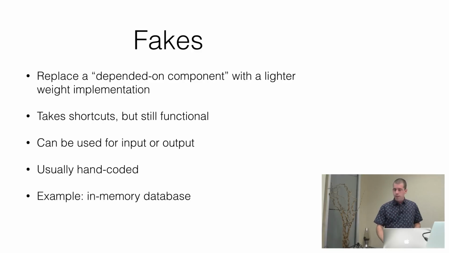A good example of a fake is an in-memory database. For example, if the class that you're testing relies on a SQLite database and you don't have access to that in your test environment, since all of your tests will probably run in one process, you don't need to deal with a file system or a database. So you can just use a hash map, basically, or hash table. And as long as it satisfies the contract in the context of your test, then it's fine.